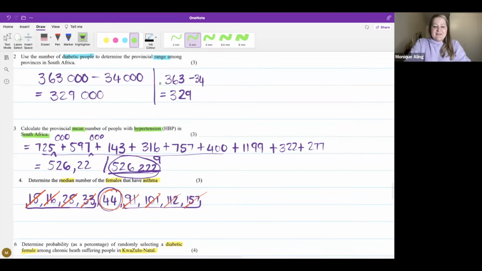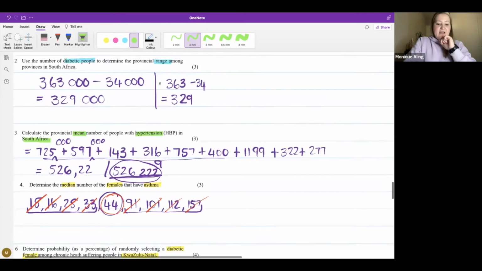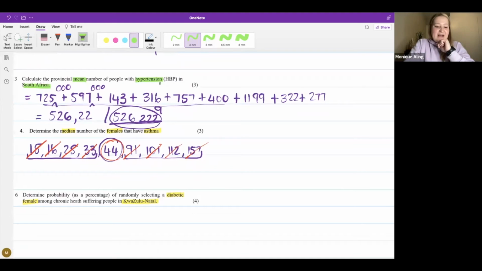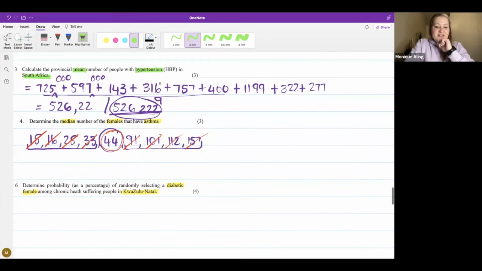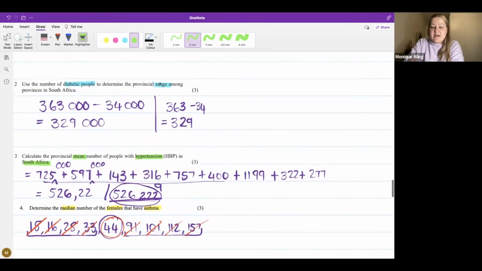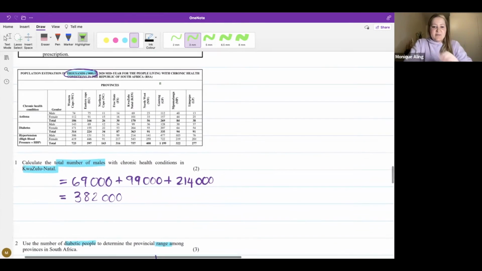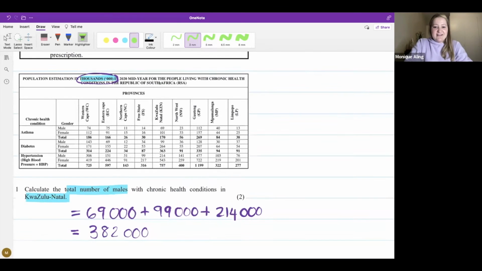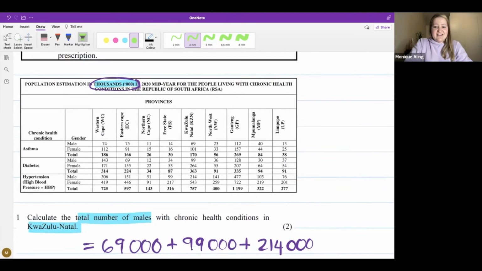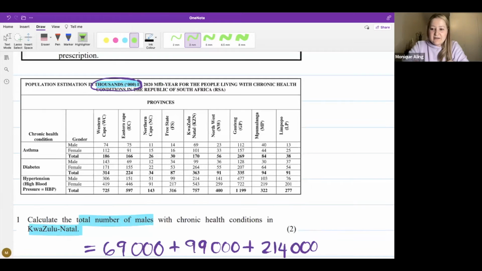Thank you. Pleasure. Okay, so let's remind ourselves quickly about the next question. Randomly selecting a diabetic female amongst everyone suffering from a chronic health condition in KZN. Ben raised his hand. Yes, Ben. Just check for a pop-up on your screen. There we go.